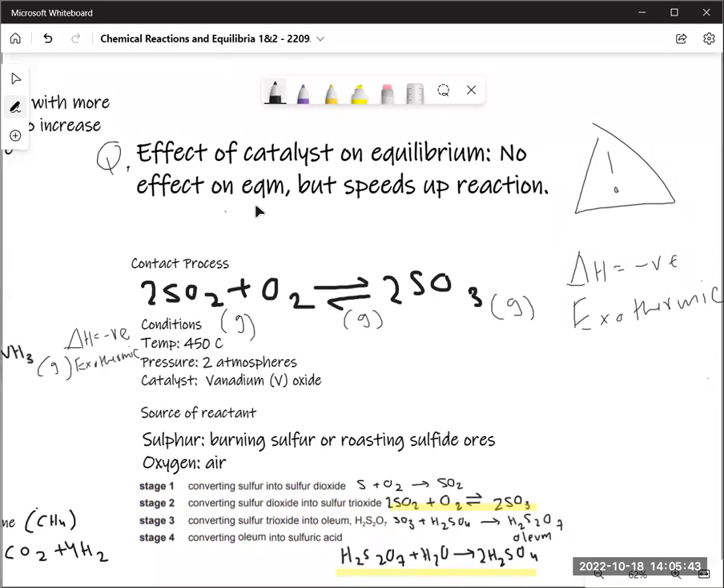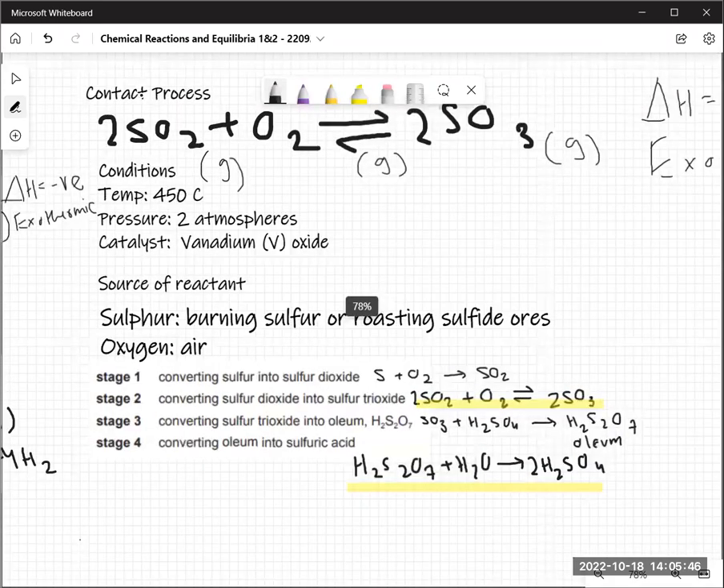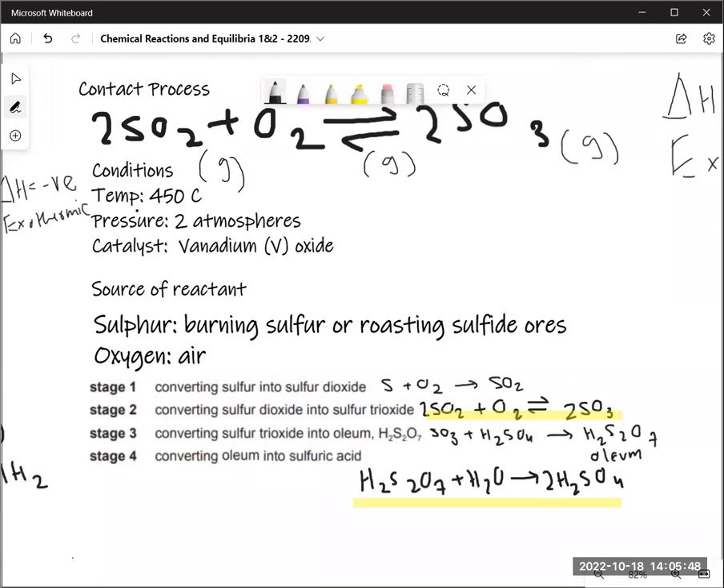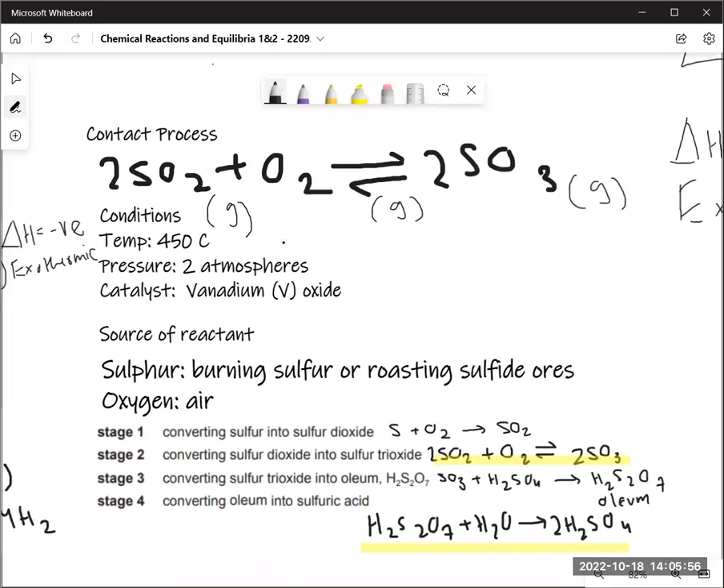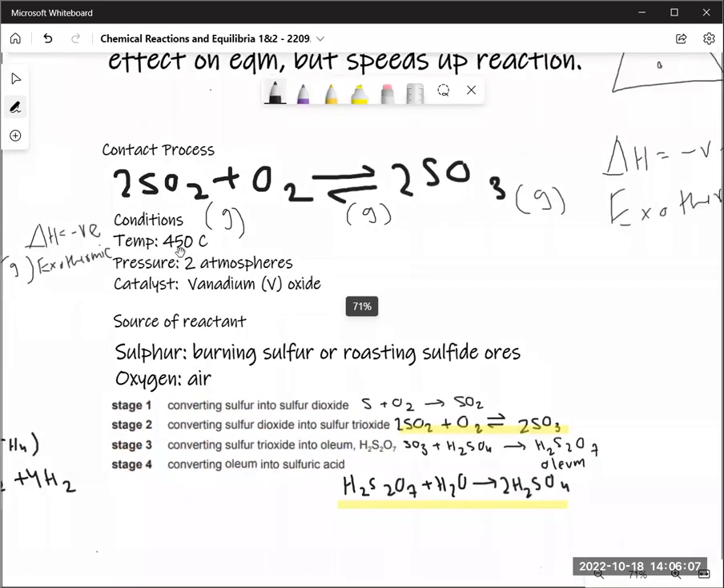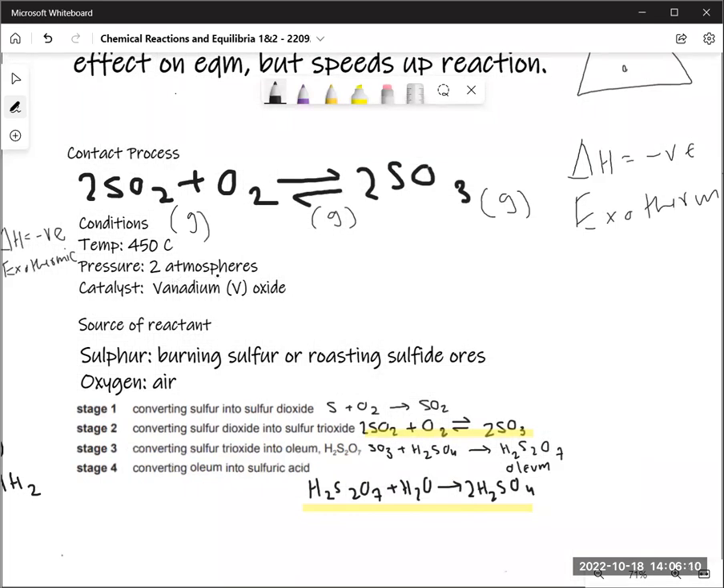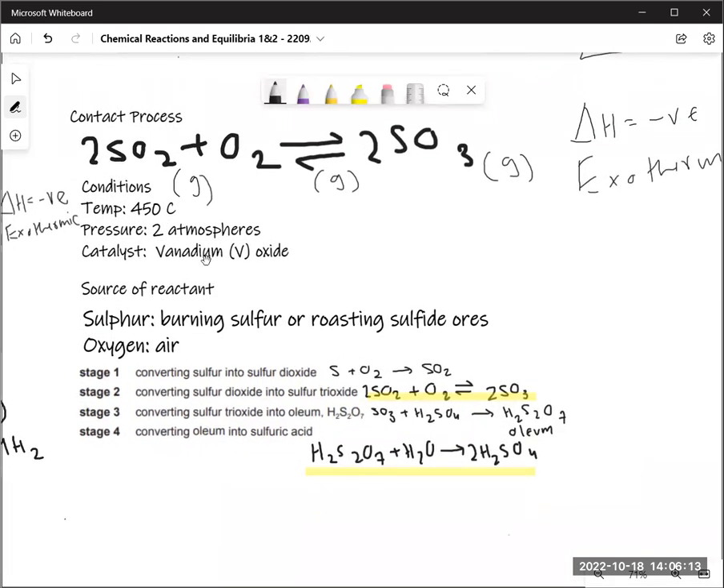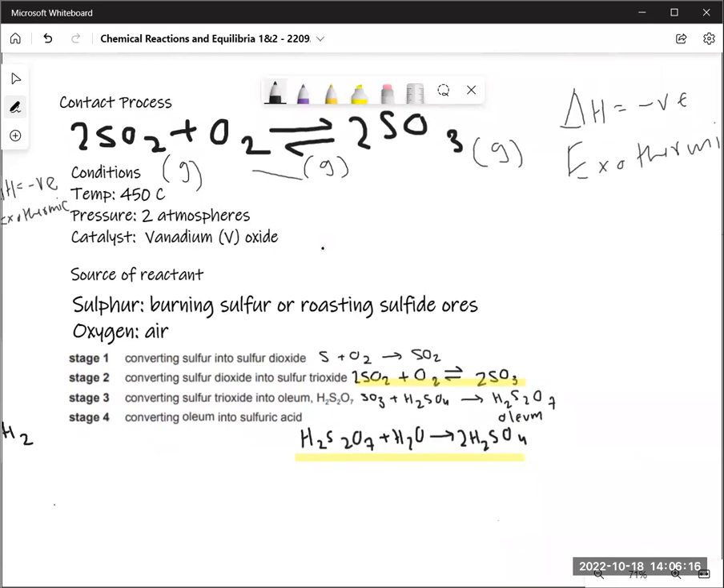Now let's continue. Focus on the contact process. We have the conditions. The only things affecting the equilibrium are the temperature, pressure, and the concentration. We can't change concentration easily, but we can change the temperature and the pressure. That's on us. So we increase the temperature to 450, and we decrease the pressure to 2 atmospheres. Those are the conditions. Now, Anas, Manvi, have you written this? Yes.